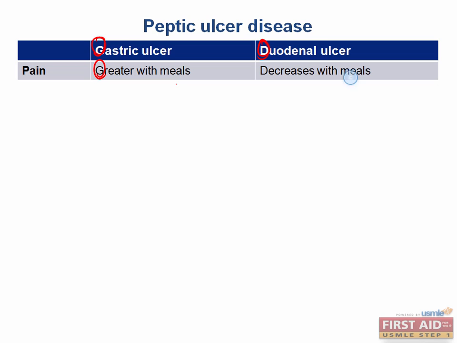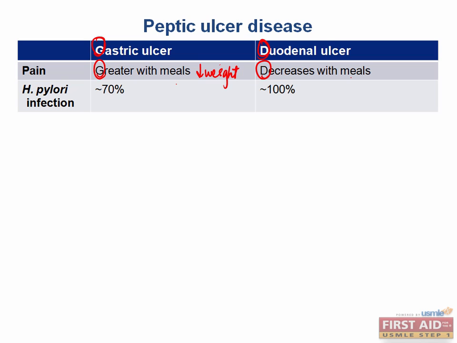D is for decrease. Because gastric ulcers have greater pain with meals, people typically begin to eat less and thus lose weight. This is common in older patients. H. pylori is commonly involved around 70% of cases, but chronic NSAID use is also an important factor.